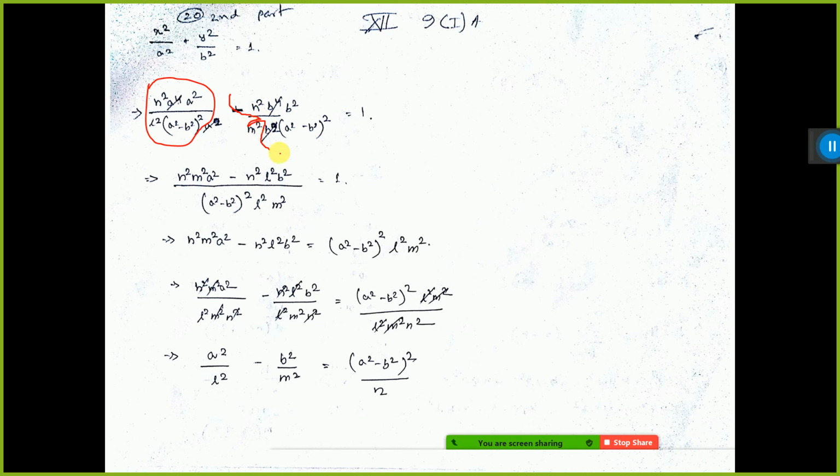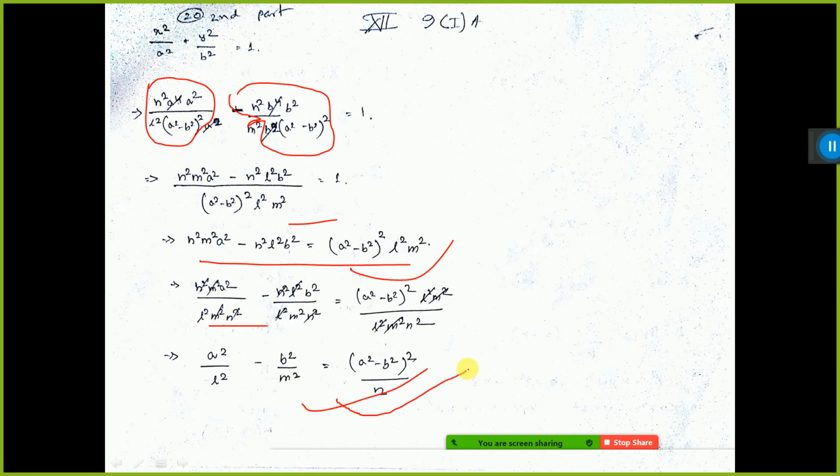This is the value of y1 square you put here, then do simplification. So this whole equation you divide by l square, m square, n square. See, then the proof has come. Understand the sum?